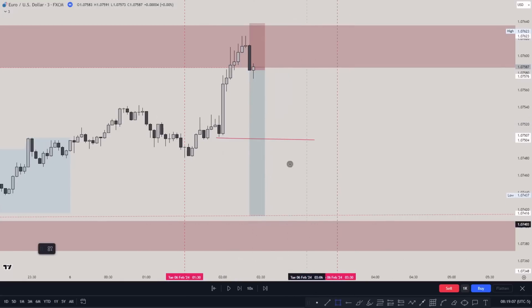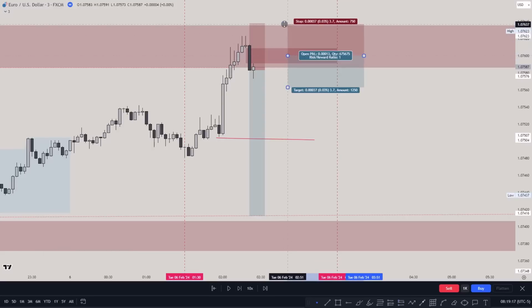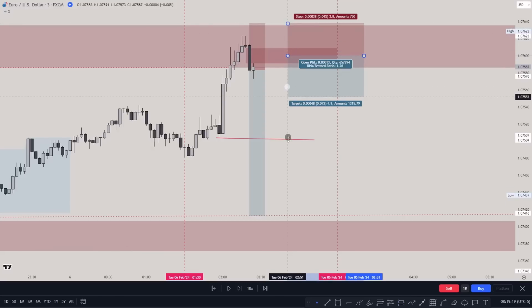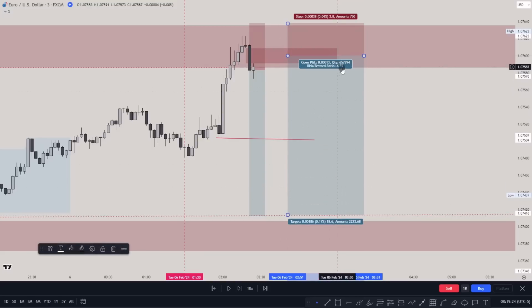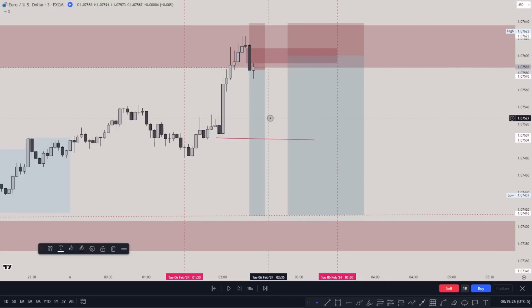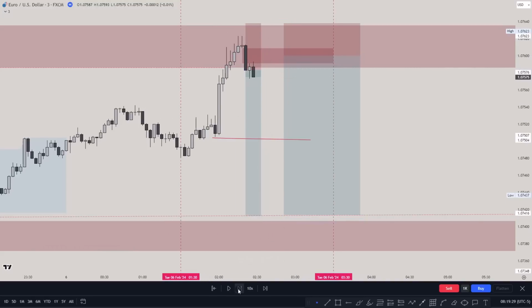We have the third type of entry, which is the creation of a fair value gap. So we created a fair value gap here. We could be actually entering from the 50% of the fair value gap. That's another type of entry. Stop loss above the point of interest and then targeting the same. As you see, this one gave us almost 5-1. This is a 3-1. So that's a big difference.